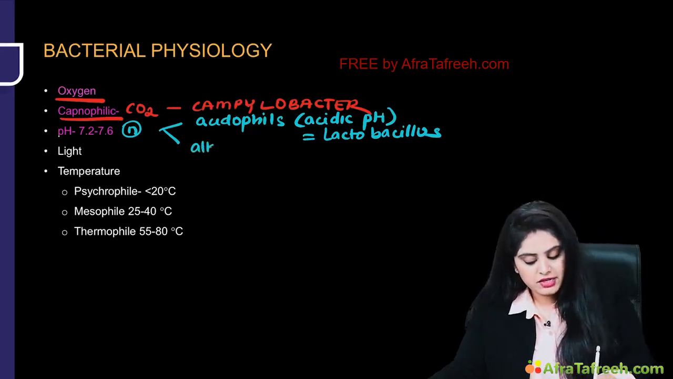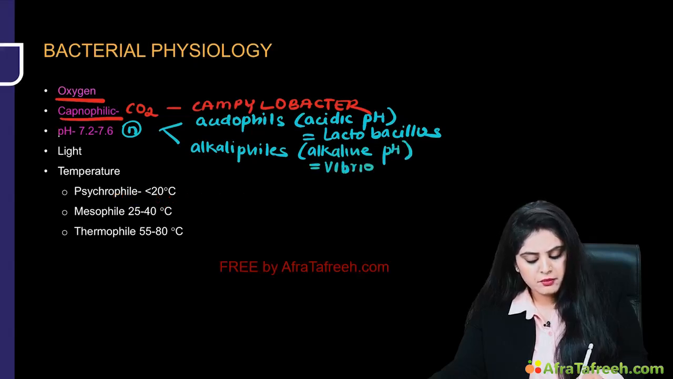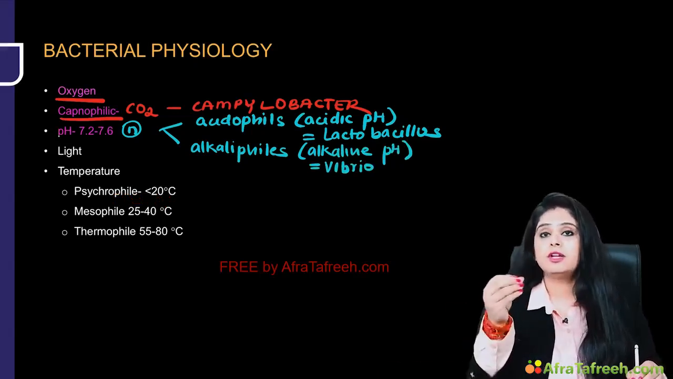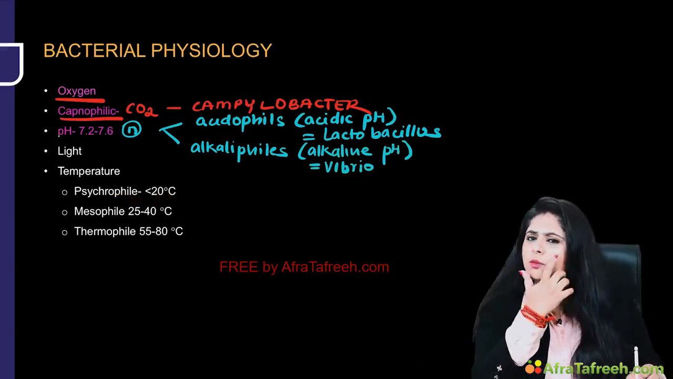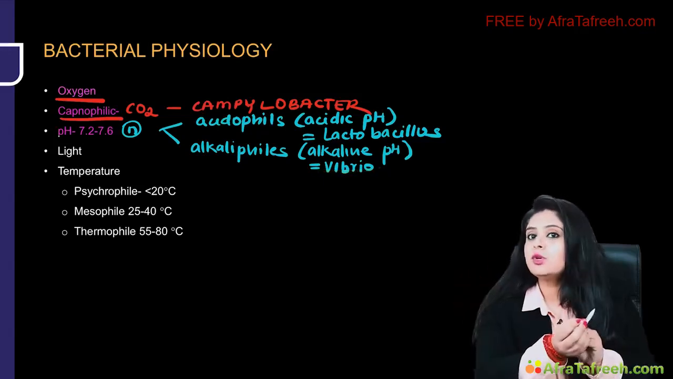Similarly, there is something known as alkaliphiles. Alkaliphiles are the ones which require an alkaline pH, and one very famous organism that requires an alkaline pH is Vibrio. Vibrio requires an alkaline pH, very important. In fact, you will study this. Vibrio causes Vibrio cholera, rice water stools.